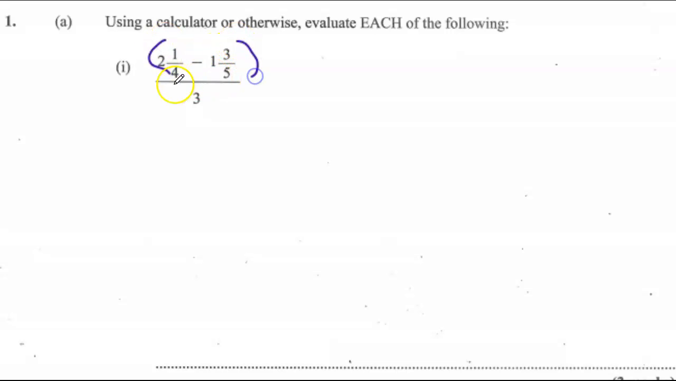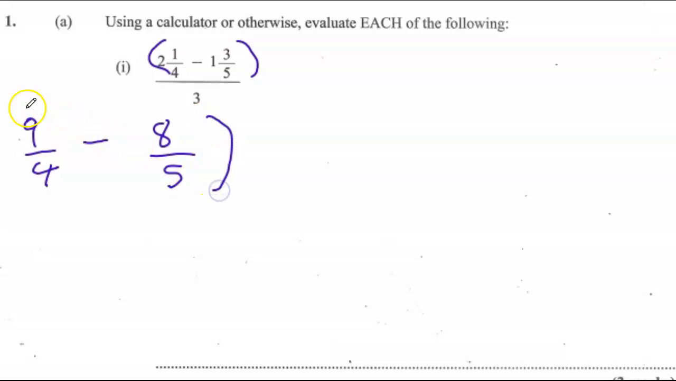So, 2 1/4, 4 times 2, 8, 8 and 1, 9, so that's 9/4, minus 5 ones, 5, plus 3, that's 8/5. And all of this, we're dividing by 3, right? So, subtracting fractions, so we need a LCM, a common denominator, which would be 20. Alright, so we can make this 20.